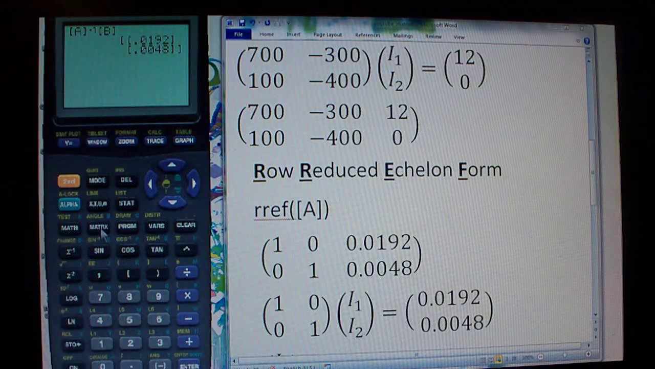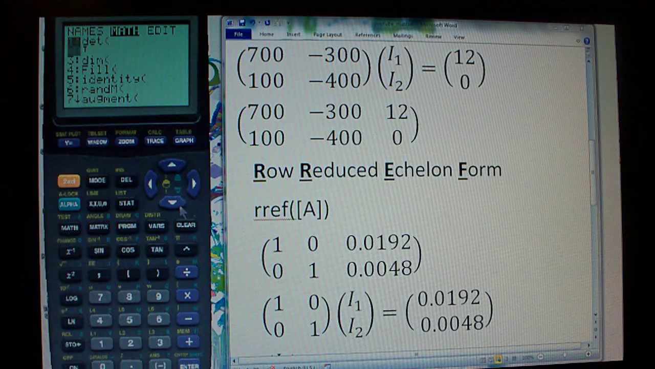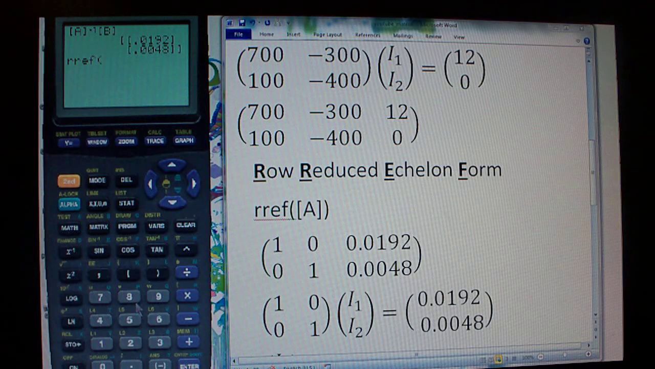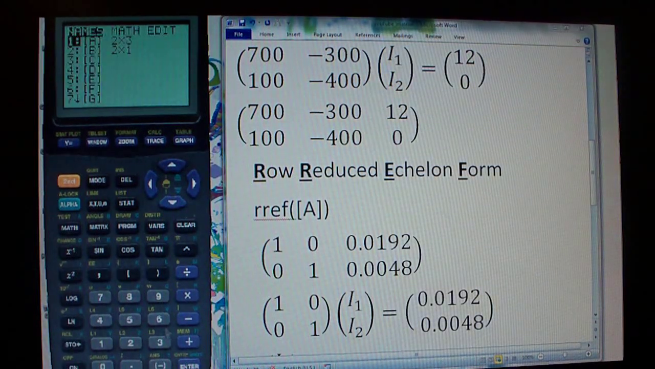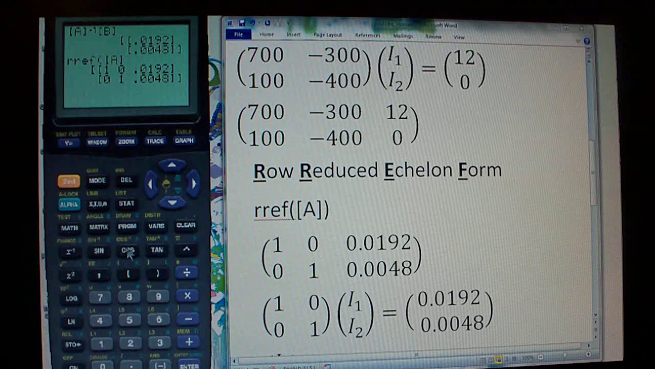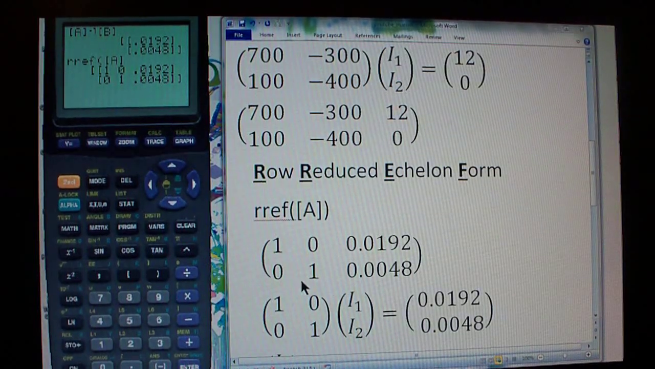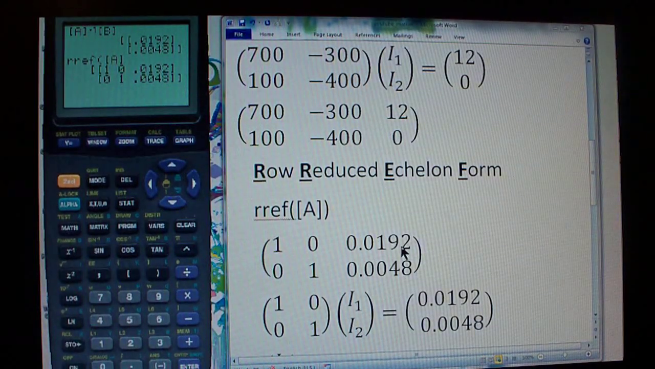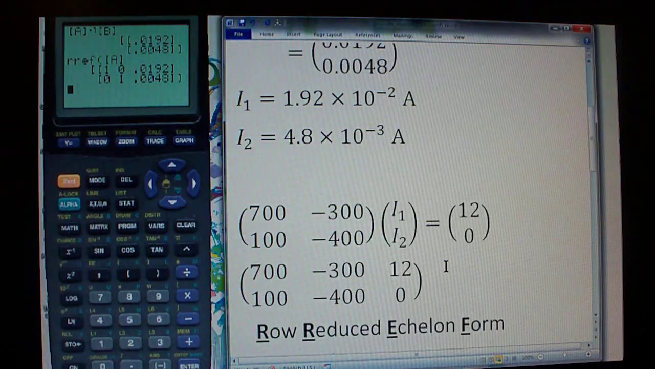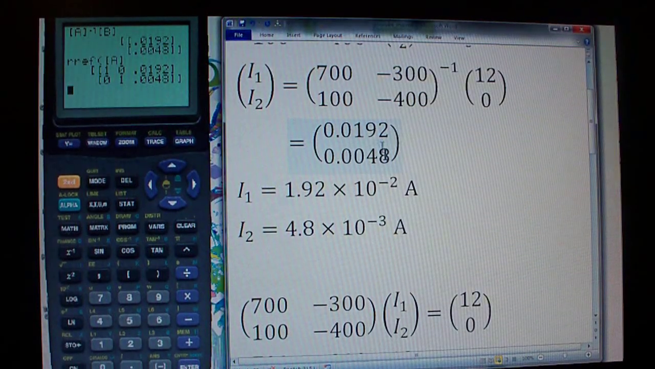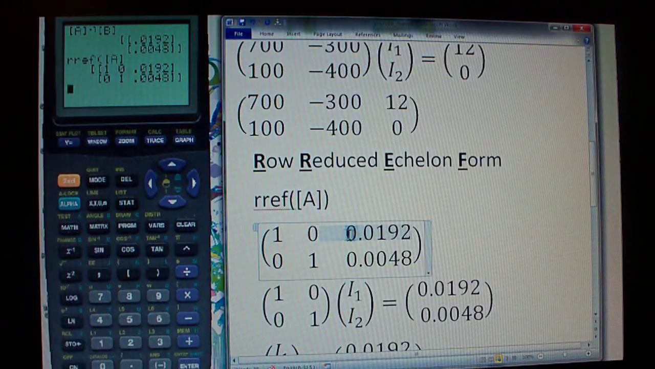The way you do it is press matrix, then go to math, and you scroll down, and at some point at the bottom you'll see row reduced echelon form, rref. That's the one that you want to hit enter on. So rref of matrix A, let's see what we get. The result is a 2 by 3 matrix where we see these numbers which we recognize from the previous solution. Remember, we had the solution 0.0192, and we again have 0.0192.